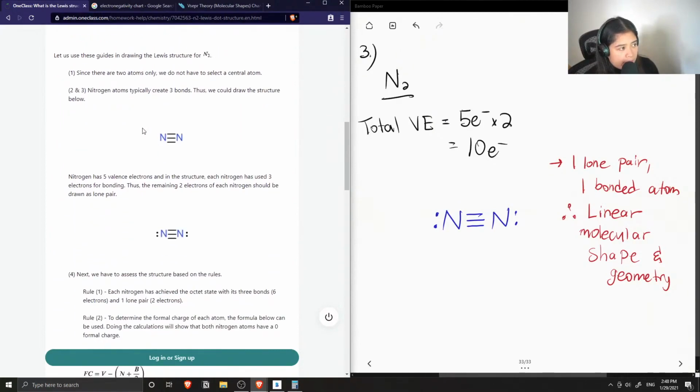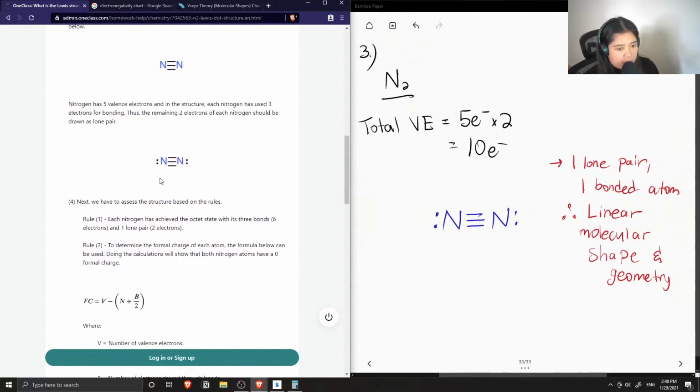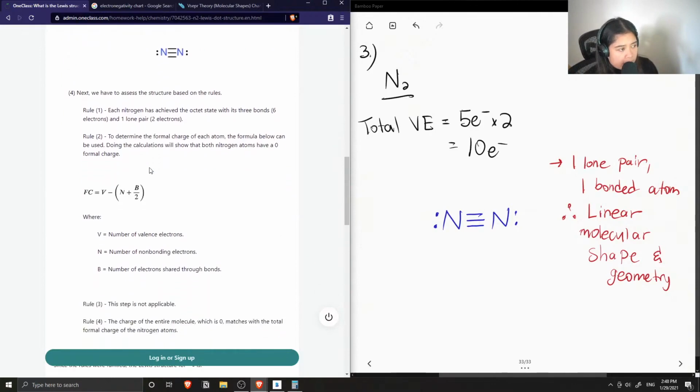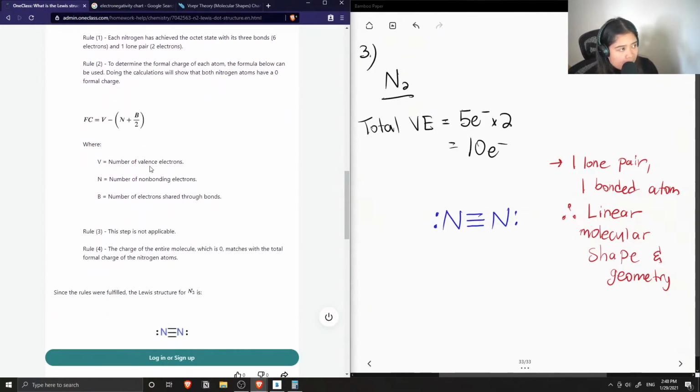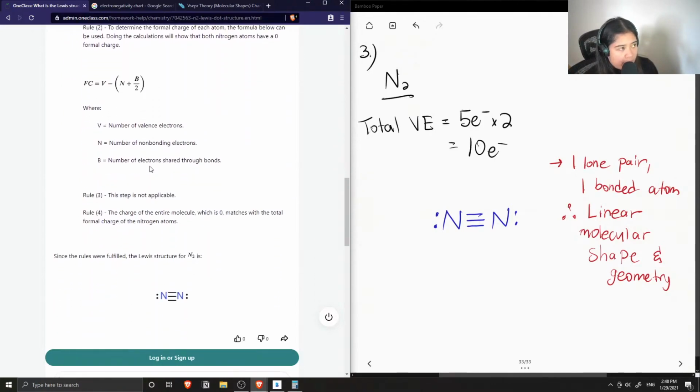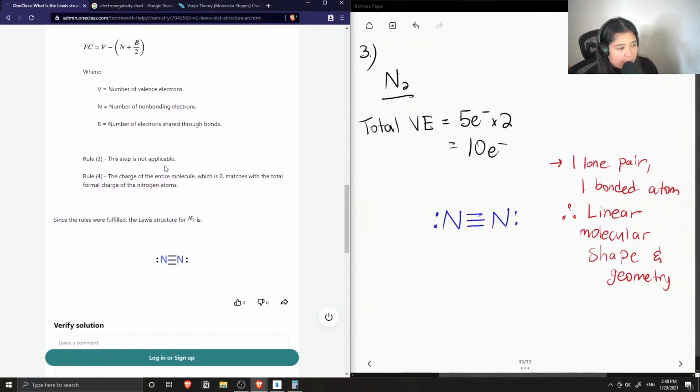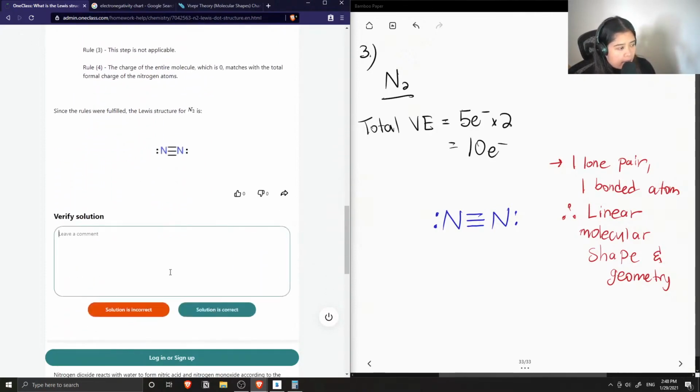So they summarized how to do it for diatomic nitrogen. Nitrogen atoms typically create 3 bonds, so they show the triple bond and the remaining 2 electrons for each nitrogen. They showed how we would calculate the formal charge and got the correct Lewis structure. So this solution is correct.